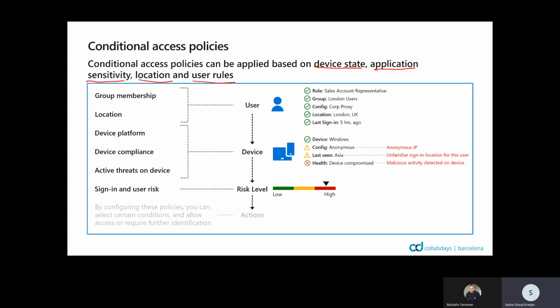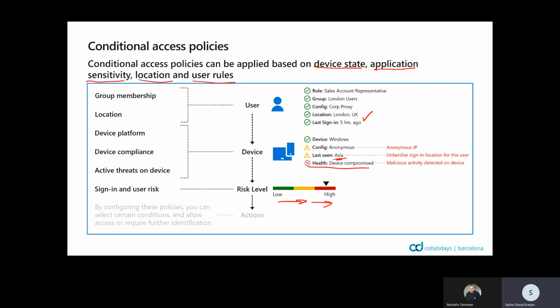And if the last sign in was 5 hours ago from London, and now it's seen somewhere in Asia, which is practically physically impossible, that's the kind of action called impossible travel. And plus, if the health is compromised, then the risk level goes from low to medium and then to high.